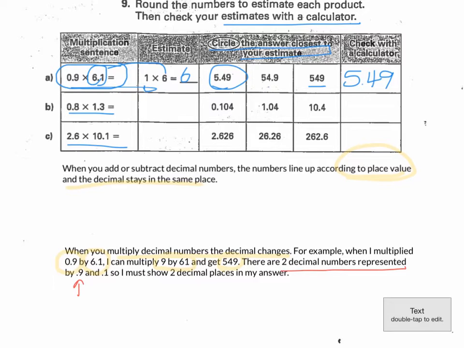Here is 1 and here is the other. 1 space and 2. So I must show 2 decimal places in my answer. That is why 549 becomes 5.49. I move my decimal here and here. I'm showing 2 decimal places because I have 1 here and 1 here. Double check that with a calculator. Good luck.